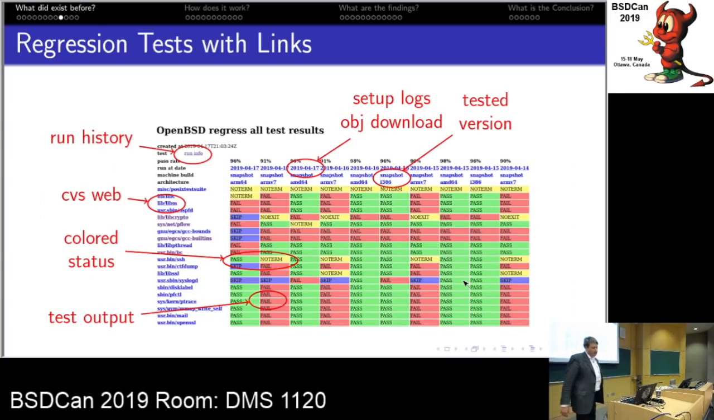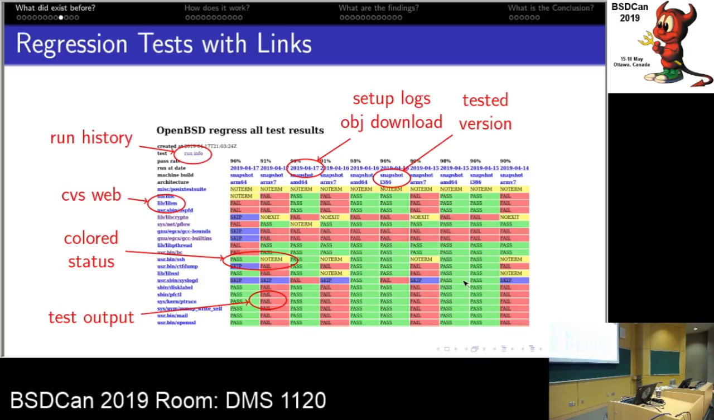So what I show here, or what I told before, I want to have links and information on what's going on. So I put a lot of links here. Here, for example, the run history. You can click on that and you see when each test was executed, how the machine was set up.